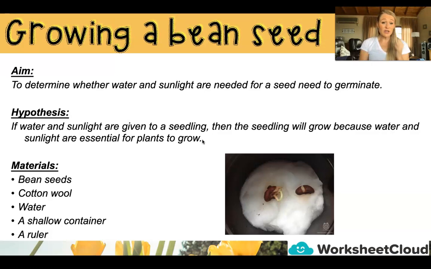Right, so if we look at our materials, you will need bean seeds. And if you don't have bean seeds, if you've got other types of seeds at home, that is also okay. You could also try some millie seeds, sweet corn seeds, any type of seeds. But usually this works best with bean seeds so that you can actually see the different parts of the plant start to develop from your bean seed. You're also going to need cotton wool, water, a shallowish container or a dish, and a ruler because as it starts to grow, you're going to be measuring and recording.